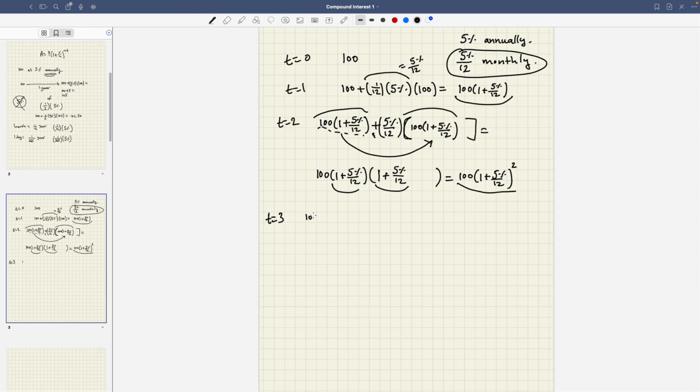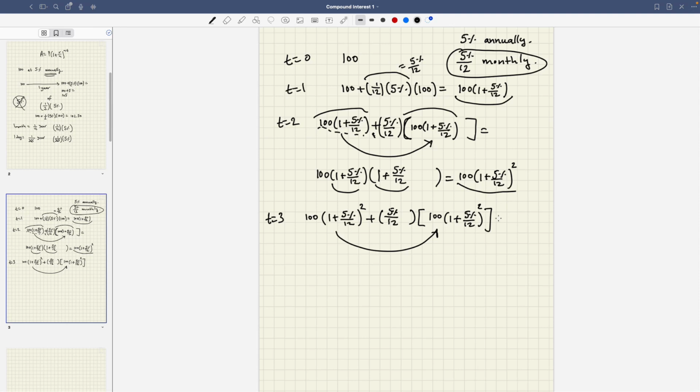So it's going to be 100 times 1 plus 5% divided by 12 to the second power, plus interest on that amount. And the interest hasn't changed. It's the same. It's just 5% divided by 12 times this new amount goes in there, which is 100 times 1 plus 5% divided by 12, to the second power, don't forget the exponent. Because it's the same, nothing changes. The same amount just went inside the brackets.